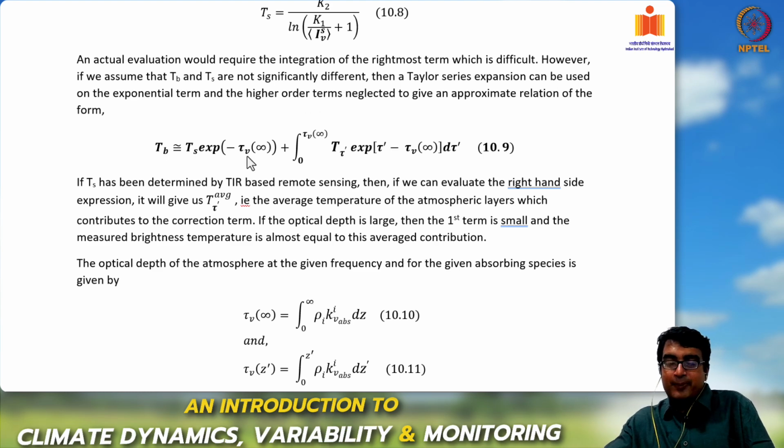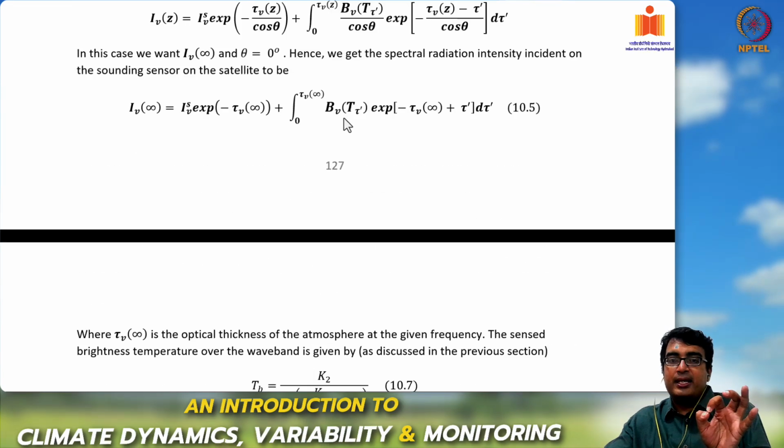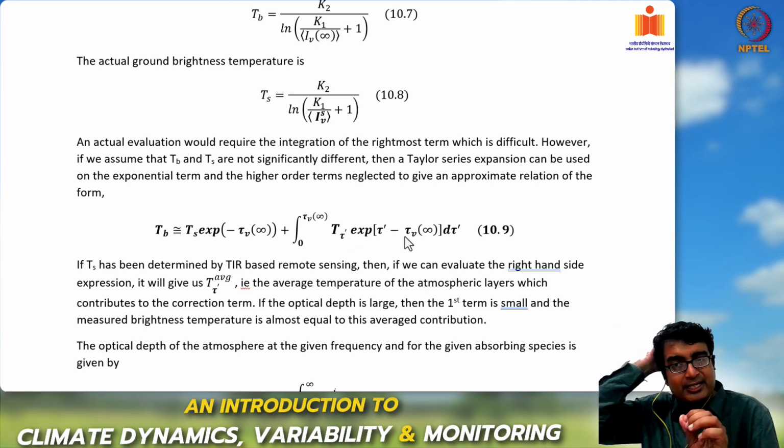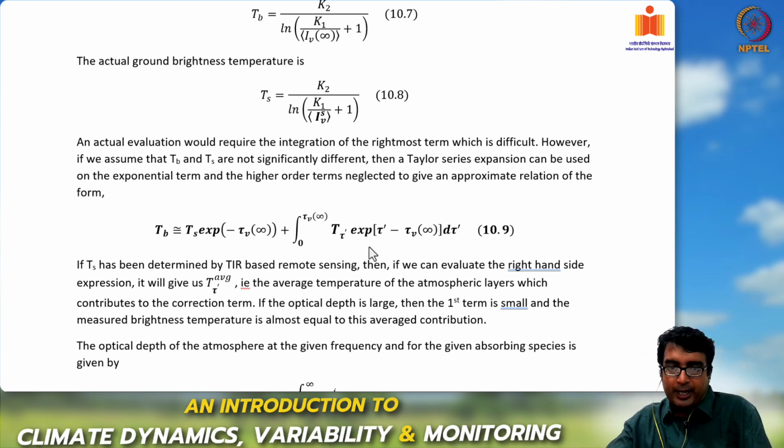So this is an expression, this is an approximate expression only. This is the observed brightness temperature that the satellite, the remote sounding sensor, is detecting. This is the ground temperature of that result, which is obtained from TIR imaging system. This is the optical thickness, which we already know. So this part is known. This is the temperature. So here it's the intensity. Here we are having an expression in terms of temperature alone. Temperature at an intermediate altitude where the optical depth is tau prime, exponential of tau prime minus the total optical depth, d tau prime, 0 to tau infinity. So this is a temperature relation only, not the radiation relation. Okay.